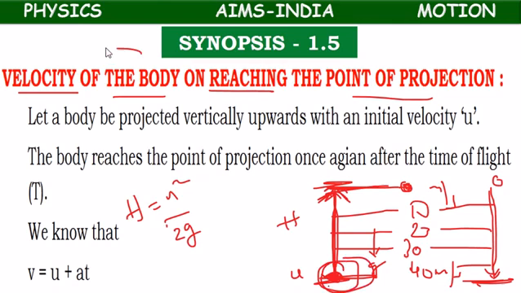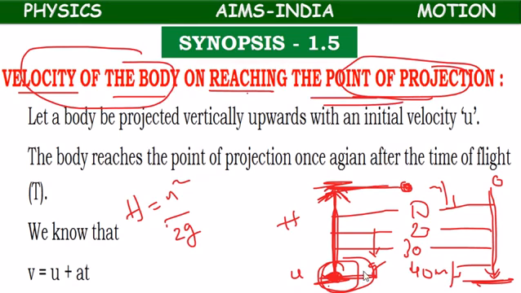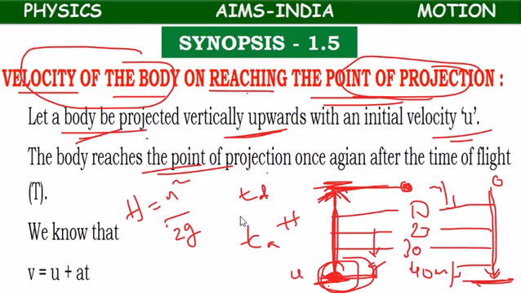Now the question is, velocity of the body on reaching the point of projection, how much? On reaching the same point again, after going up and coming down, what is the velocity that we have to calculate? So let's assume, children, a body is projected vertically upwards with an initial velocity u. The body reaches the point of projection after how much time? While going up, time of ascent; while coming down, time of descent.